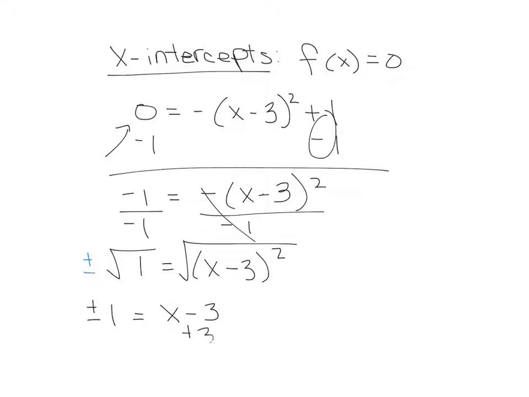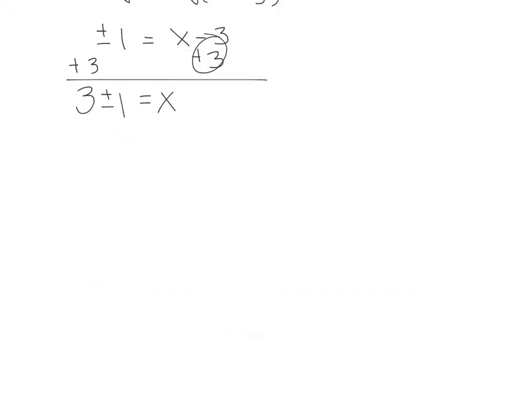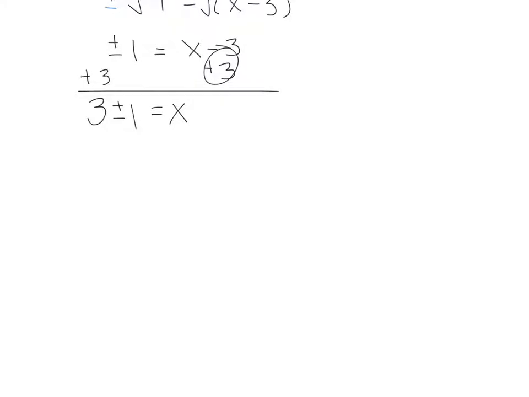Next, we'll add 3 to both sides to isolate the x. So we have 3 plus or minus 1 equals x. That means that x can either equal 3 plus 1 or x equals 3 minus 1.